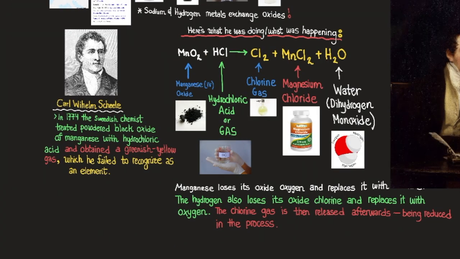Carl William Scheele in 1774, the Swedish chemist, treated powdered black oxide of manganese with hydrochloric acid and obtained a greenish gas, which unfortunately he failed to recognize as an element. That will come later, that will come now.